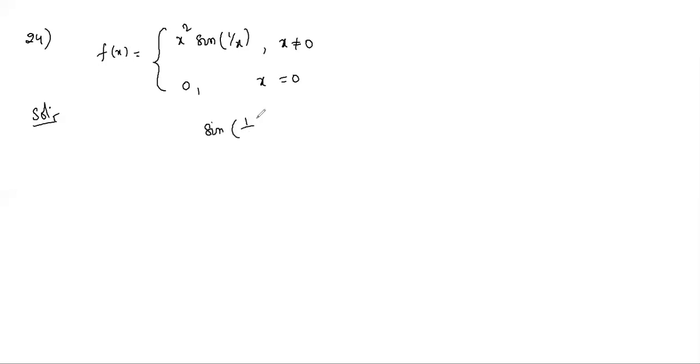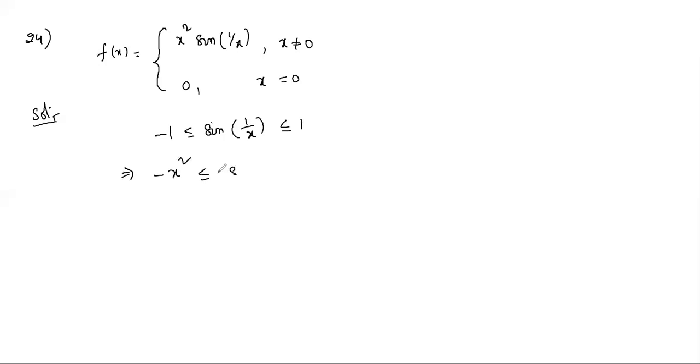Next, f of x is x square into sine 1 by x for x not equal to 0, and 0 for x equal to 0. We have to check the continuity of this function. To check this directly, we cannot find the limit of this function, so we have to apply the sandwich theorem. Here we know sine 1 by x lies between minus 1 and plus 1. Next multiply with x square.